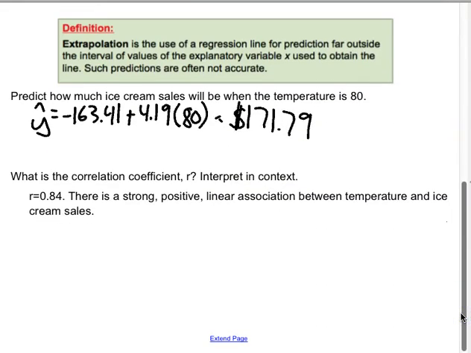So R gives you two things. It gives you direction and it gives you strength of the relationship, okay? And the linear piece I added in because I was looking at the scatter plot.